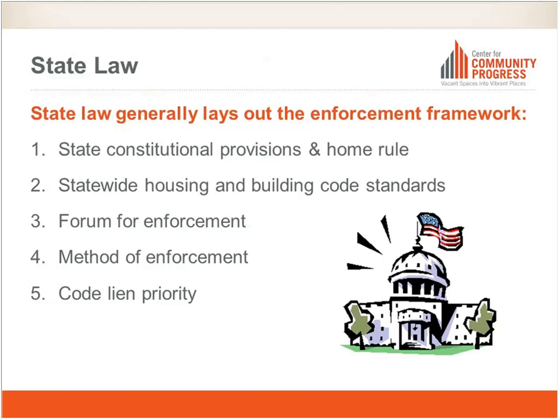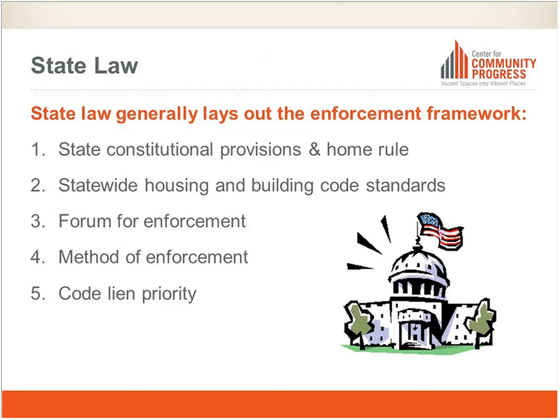First thing we have to do is we start with state law. The first thing we must understand is what the state constitution says about the authority to enforce. A key provision here to note is the extent to which the local government has the authority to exercise its powers of governance to, for example, pass or adopt local housing and building codes. This authority is generally called home rule.